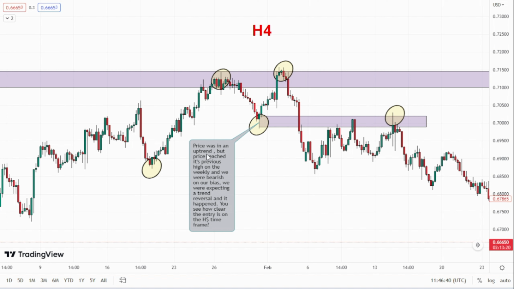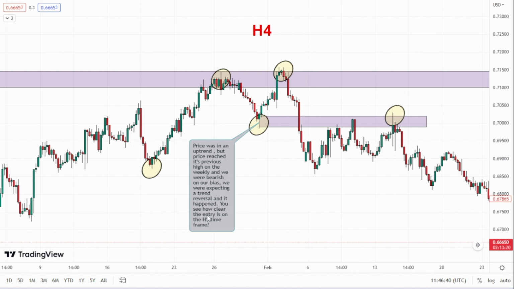So price was in an uptrend, but price reached its previous high here on the weekly. You can see this line here. Price reached its previous high on the weekly, and we were bearish on our bias from the higher time frame, from the monthly time frame to the weekly to the daily. Our bias has been bearish, so we were expecting a trend reversal, and it happened.